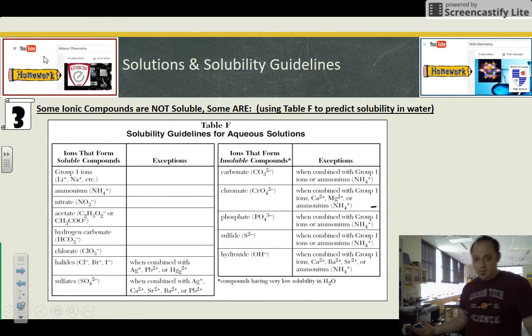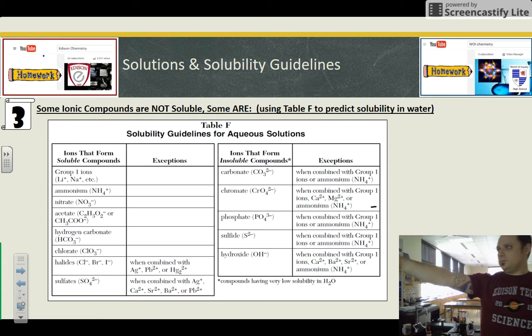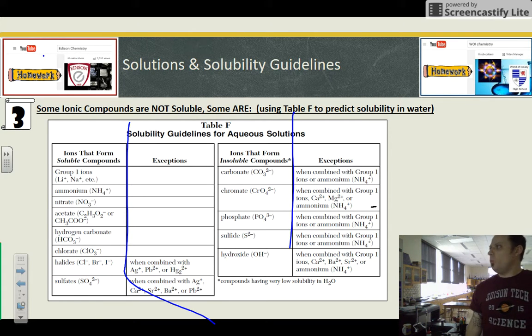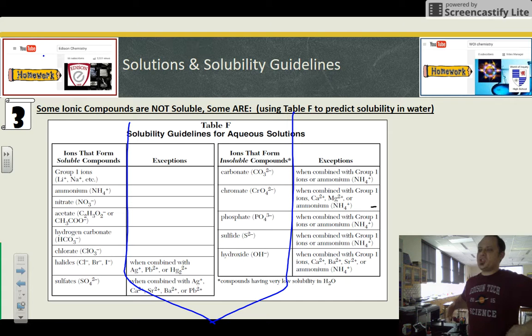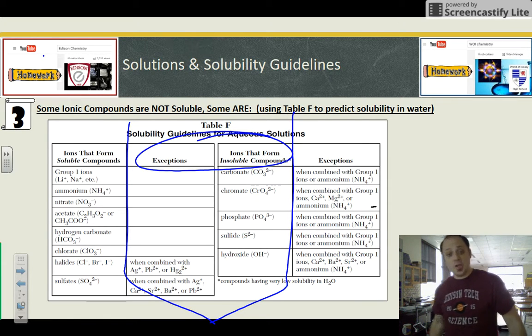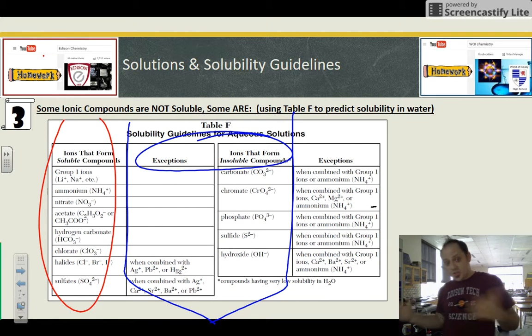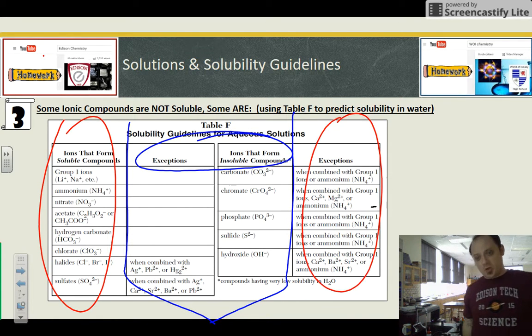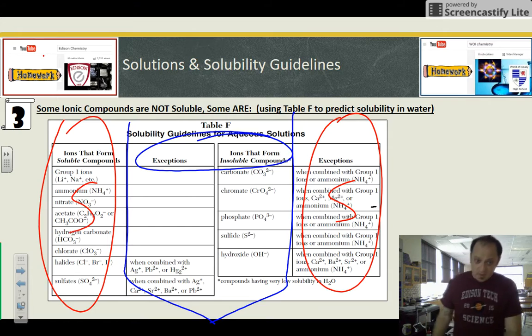Table F. How do we read this, Mr. Monaco? Draw me a funnel. What gets stuck in a funnel if I'm doing a filtration? The stuff that's not soluble. Good. That's exactly how I look at this chart. If you're in the middle of the chart, you're an insoluble compound, meaning you will not dissolve. If you're on the outside, either side of the funnel, you are a soluble compound, which will dissolve.